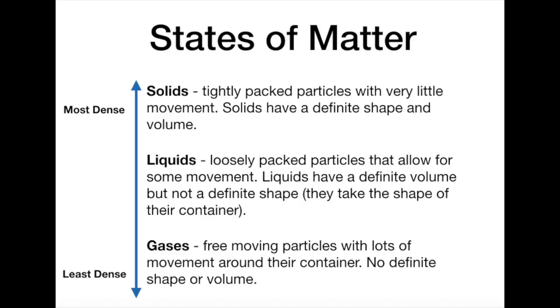And then finally, gases are the least dense state of matter that we've talked about. They're free-moving particles, lots and lots of movement. They can move very fast. They don't have a definite shape or a definite volume. They take the shape and the volume of the container that they're in. And that could be something like a jar or a balloon or a room. A container doesn't just have to be a box.